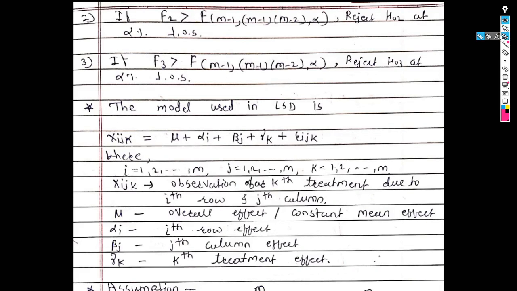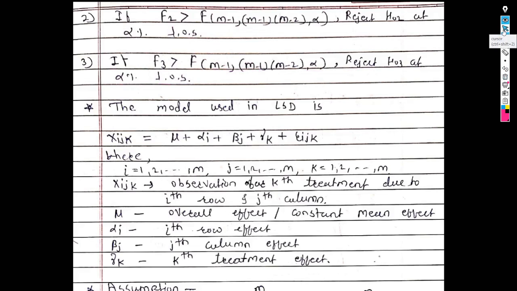Similarly, for the second F ratio, if our F2 is greater than this F critical value, then we reject our H02 at alpha percent level of significance. Similarly, for the hypothesis of treatment, if our F3 is greater than the F critical value, then we reject our H03 hypothesis at the given alpha percent level of significance. So in this way, we draw our conclusions about the given hypotheses with the help of the ANOVA table.